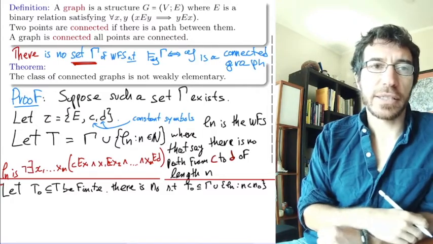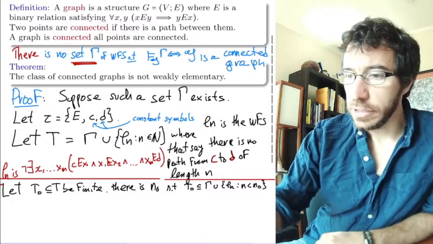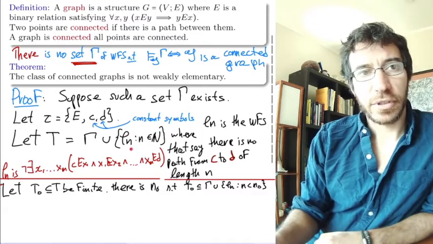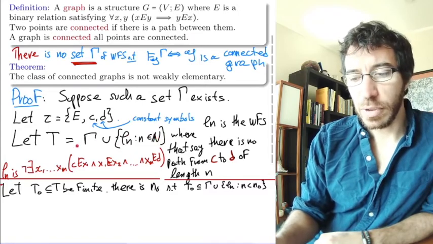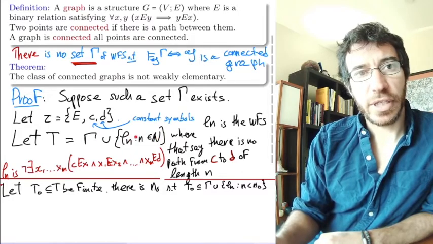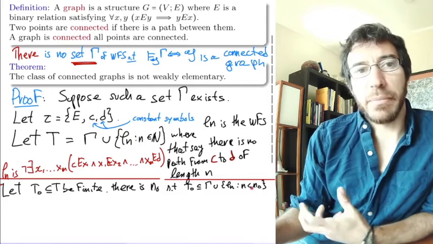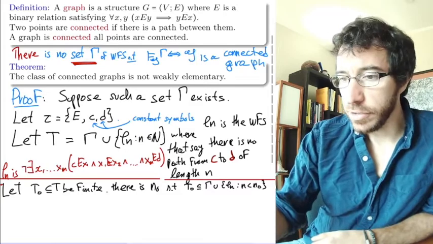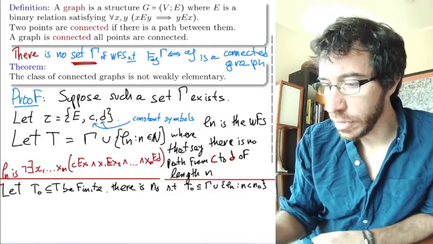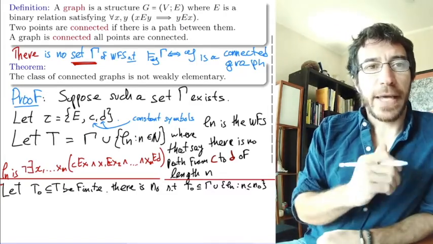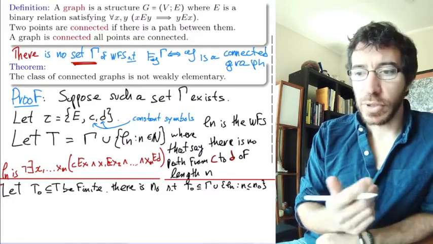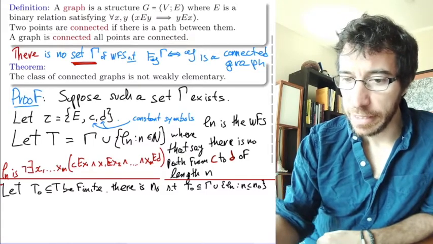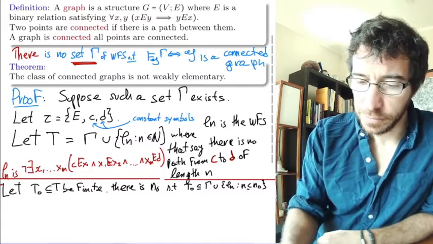Okay, if you have a finite subset of T, it has to be a subset of these, and it has to be a finite subset of these too. Like one part is a subset of gamma, one part is a subset of the phi sub n's. So a finite subset of these means that there is some biggest n that is being used. Let's say n0 is the biggest n that is being used, and then we get that T0 is contained in that. All right, so the observation is that this T0 is satisfiable.